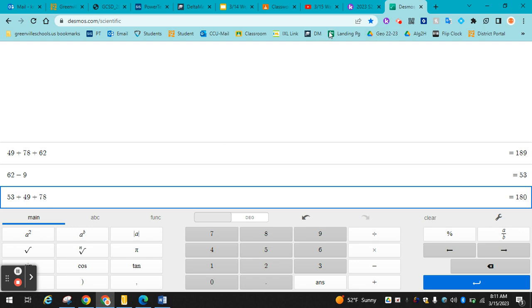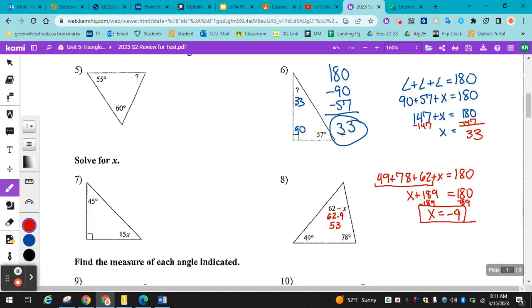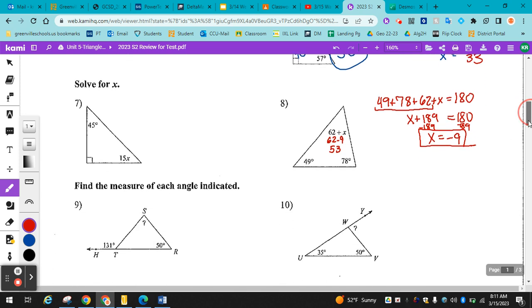So you know you had to get x right because your angles add up to 180. So your answer is -9. But if you go one step further, you can see 53 would be what this angle is. So it's okay that x is negative. It's just that an angle is not going to be negative.